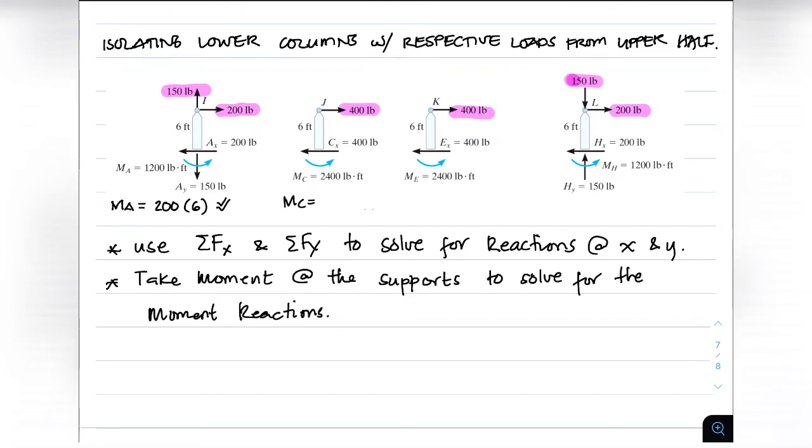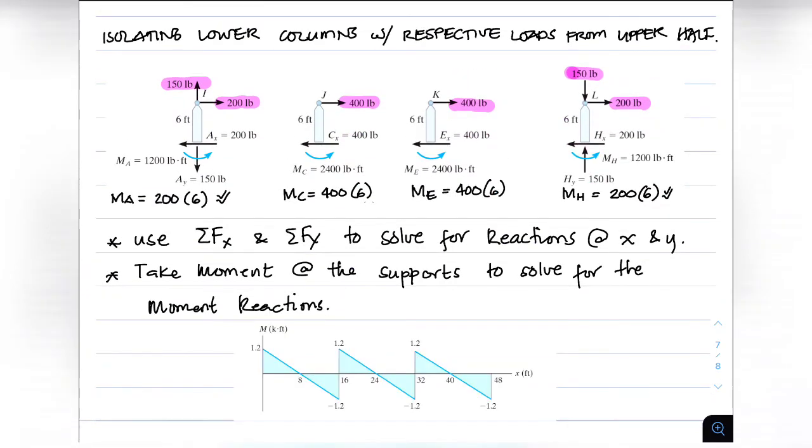Then we take moment at the supports to solve for the moment reactions. Here, for point A, the value of your Ax is equal to 200 pounds. The value of your moment at A is 1,200 pound-foot, or that is solved from the 200 times 6. For our point C, the horizontal reaction is 400 pounds, and the value of the moment in our support is 400 times 6, which is 2,400 pound-foot.